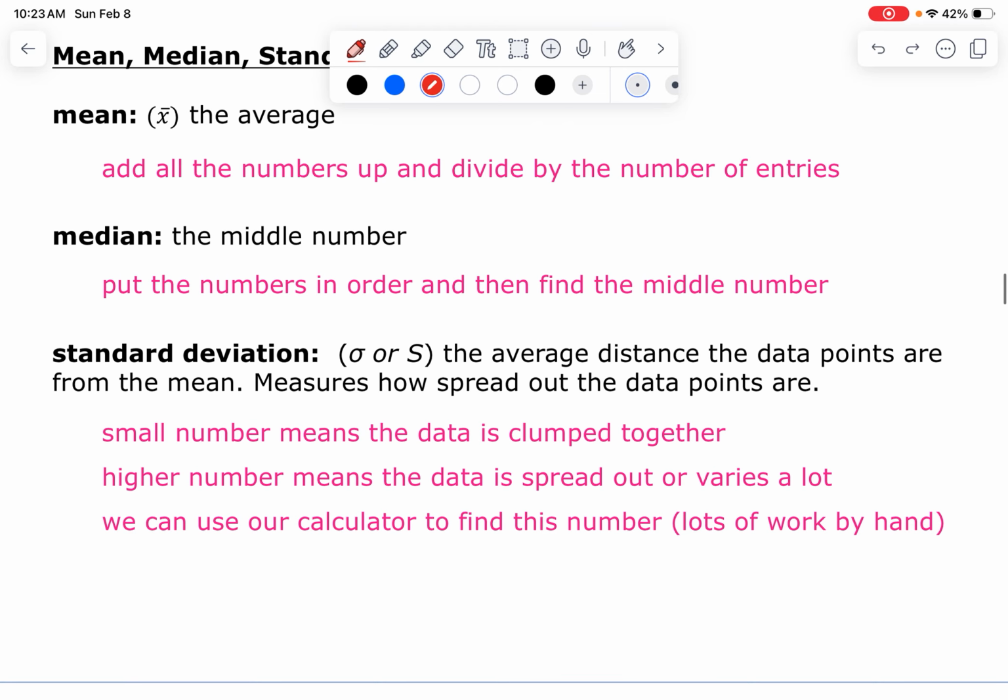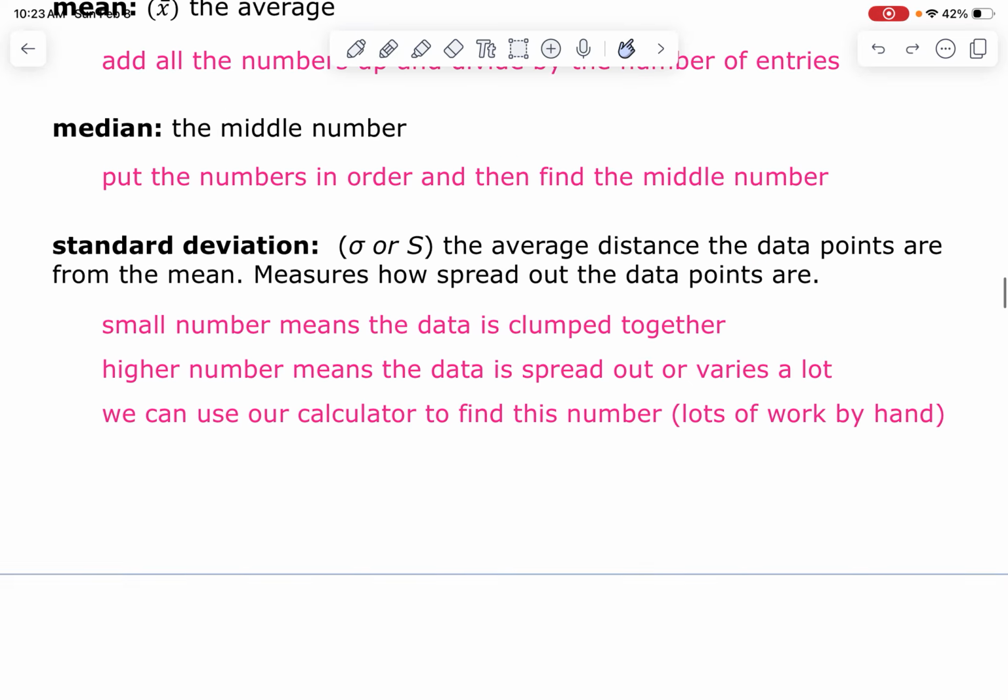The standard deviation really is the average distance the data points are from the mean. This really measures how spread out the data points are. A small number means that the data is clumped together. A higher number means that the data is spread out or it varies a lot. This is a lot of work to do by hand, so we can use our calculator to find this number, and I'm going to show you how to do that in this lesson.